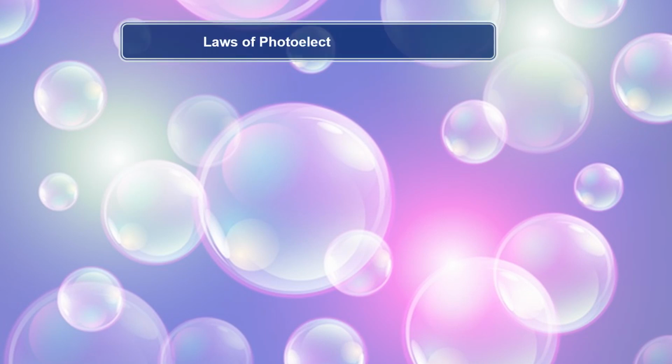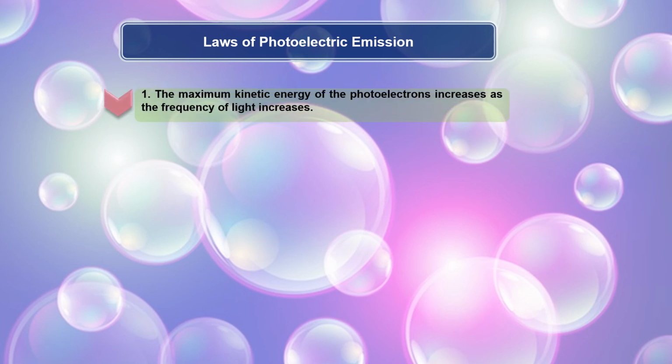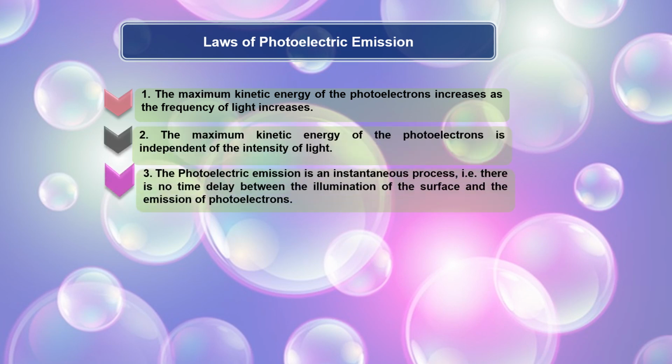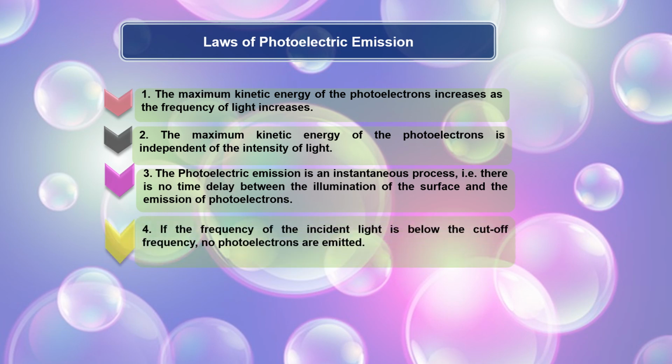Now let us summarize the experimental results one by one. The maximum kinetic energy of photoelectrons increases with the frequency of incident light. The maximum kinetic energy of photoelectrons is independent of the light intensity. The photoelectric emission is an instantaneous process. That is, there is no time delay between the incidence of radiation and emission of photoelectrons. If the frequency of incident light is below the threshold frequency, then no photoelectrons are emitted. These four important experimental results are known as laws of photoelectric emission.